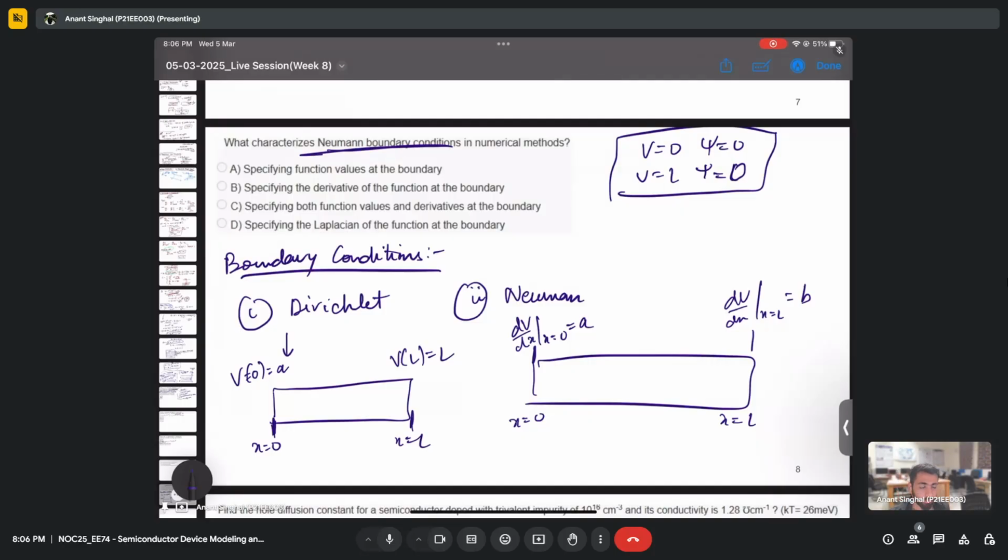So the probability of finding the electron at the edges is zero. Right. So from there we get a standing wave. So from there we found out that this is the wave function that we have.